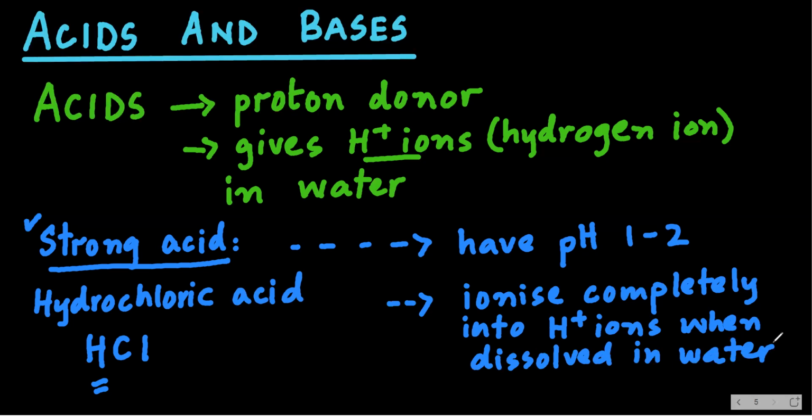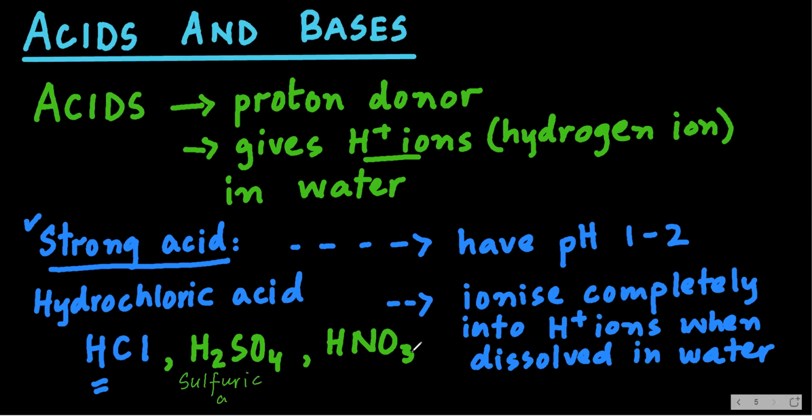We have other examples too. We can talk about sulfuric acid, H2SO4. We can talk about nitric acid, HNO3. These three are common acids which are commonly used in the laboratory. This is sulfuric acid, and we have nitric acid.